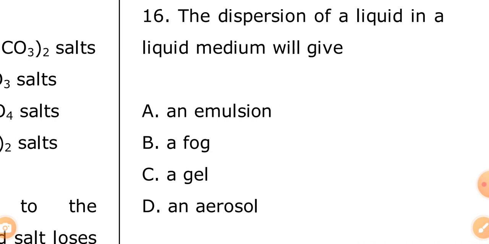The dispersion of a liquid, question 16, is what we are focusing on now. The dispersion of a liquid in a liquid medium will give dash. A. An emulsion. B. A fog. C. A gel. D. An aerosol. The answer is C. A gel.